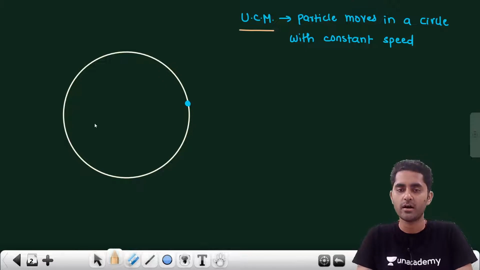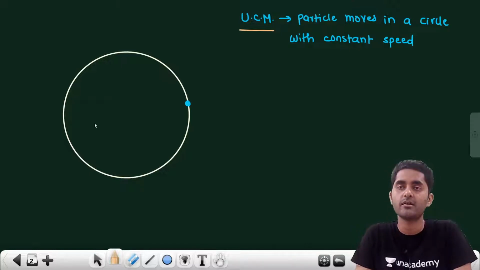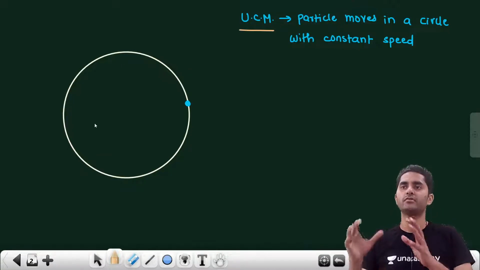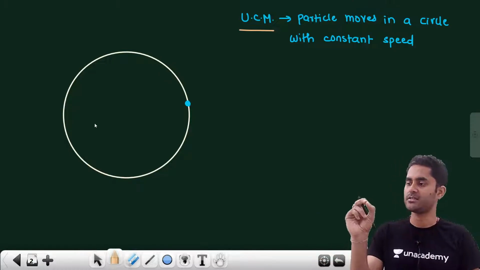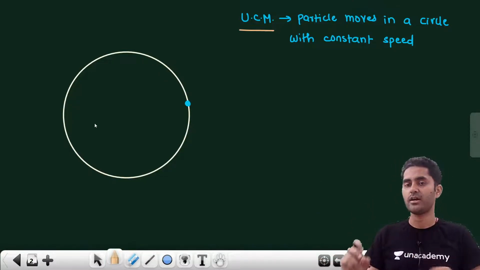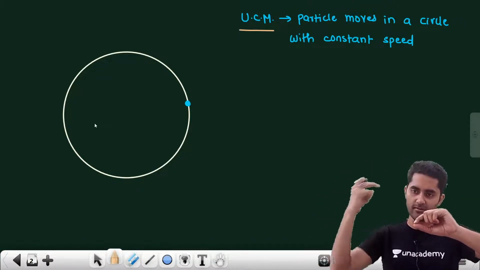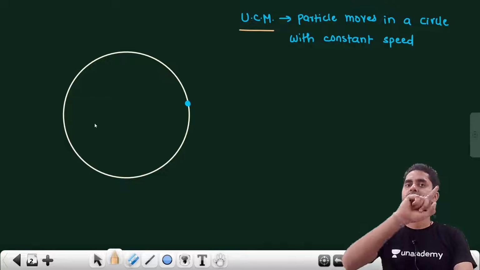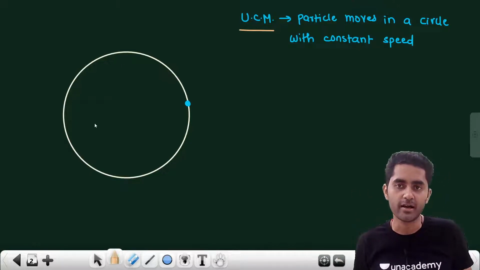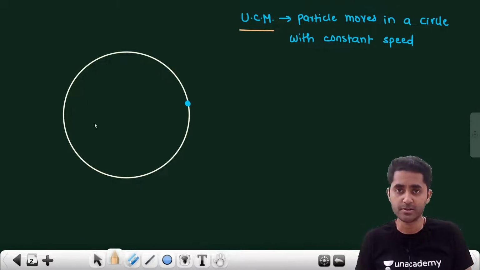I'll take the example of uniform circular motion only. There are many examples. For instance, if you consider the earth as a particle, because in the cosmos, if you look at the earth, it seems to be a single particle, just moving in a circle. Every 365 days it completes the entire circle. That means the speed of the particle remains the same. So you can take this as an example of uniform circular motion.